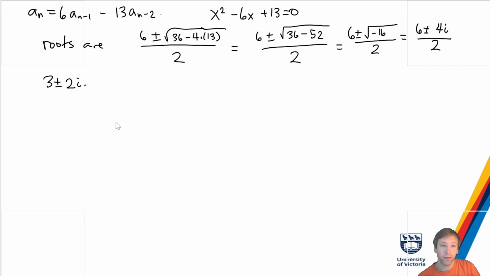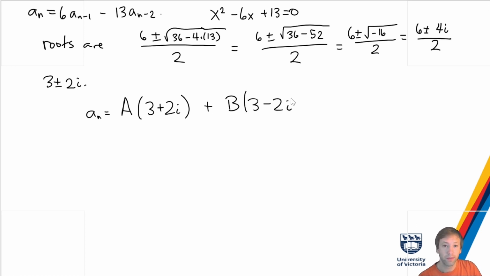So okay, our general solution we can immediately write down. a_n is a times (3 plus 2i) plus b times (3 minus 2i), oh, to the n. Don't forget the exponents. Okay, now again, let's suppose we've got some initial conditions. So a_0 is, let's say, negative 3, and a_1 is 10.